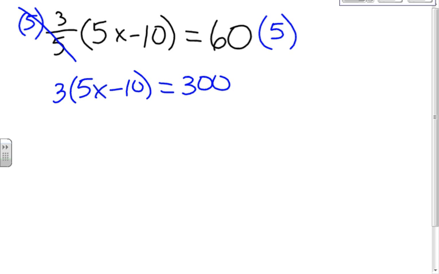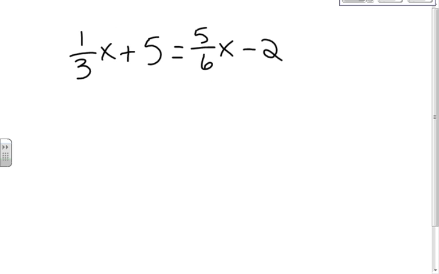All right, let's look at one more problem. 1/3 x plus 5 equals 5 over 6 x minus 2. This is one of those problems where the variables are on both sides of the equation. If you like to circle the variables before you start, you can see that they're on opposite sides. So what we need to do is move the smaller variable. Now, if you always move the variable from the right side to the left side, that's fine, but you're about to be dealing with negatives. So just keep that in mind. So let's move the smaller variable.